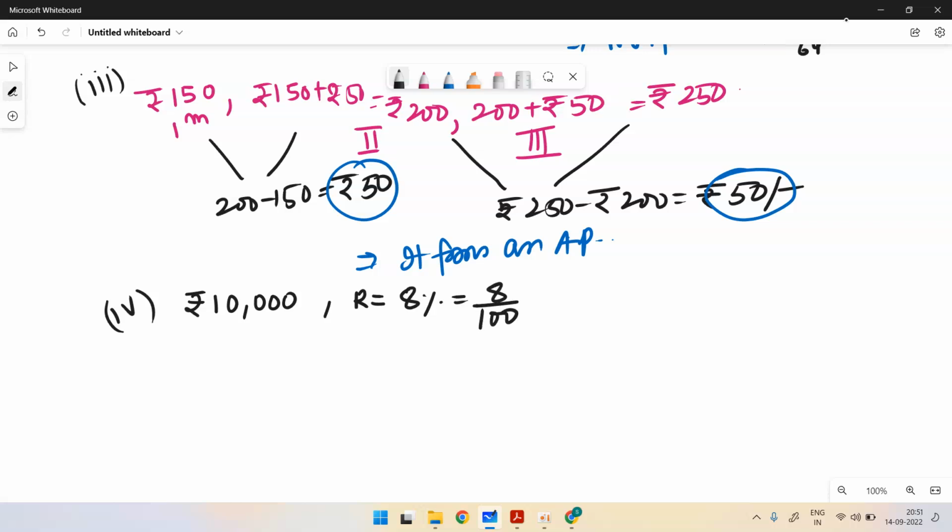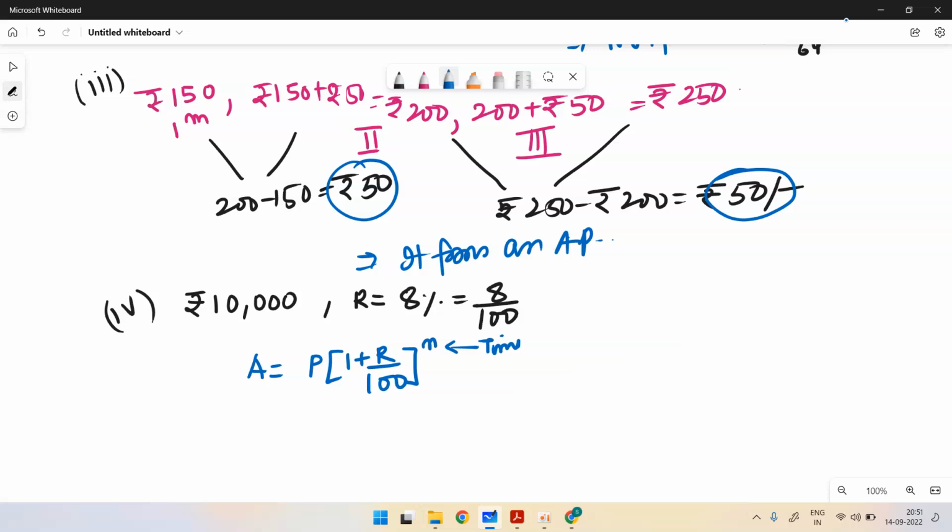Now, what is the formula of the amount? The amount formula you already know. This amount is nothing but P into 1 plus R by 100 power n, where n is the time.